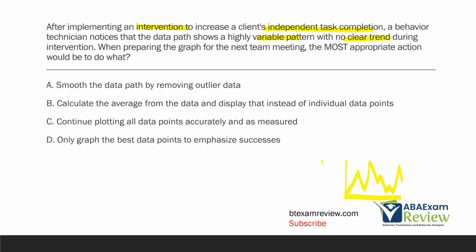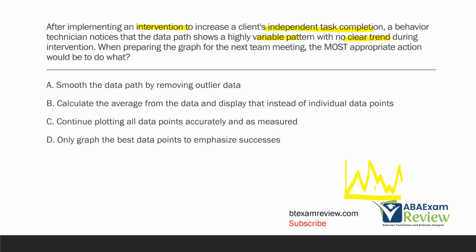Yes, even if the data are not showing what we want to see, or they look variable and they're all over the place, we want to continue plotting those data points accurately. Because what's going to happen is the supervising behavior analyst, or the BCBA in charge, can now take that data and decide what they want to do next.